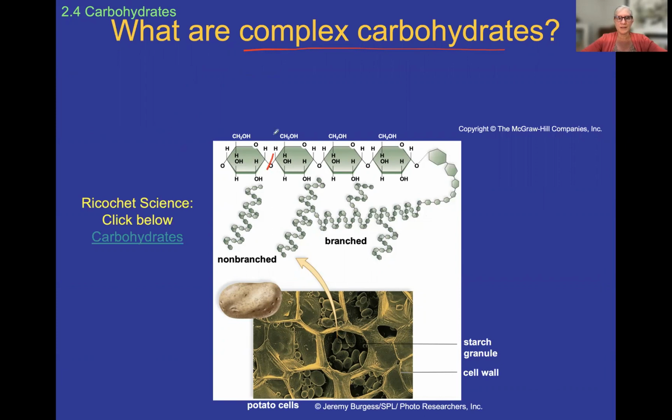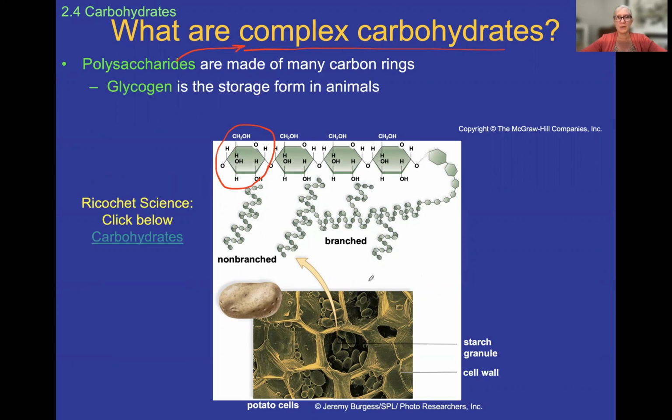So as we build carbohydrates, if you have a complex carbohydrate, you can see clearly chains of a single monomer over and over and over again. In this case, this would be chains of glucose, a sugar molecule. So polysaccharides are also called complex carbohydrates, many carbon rings over and over again.